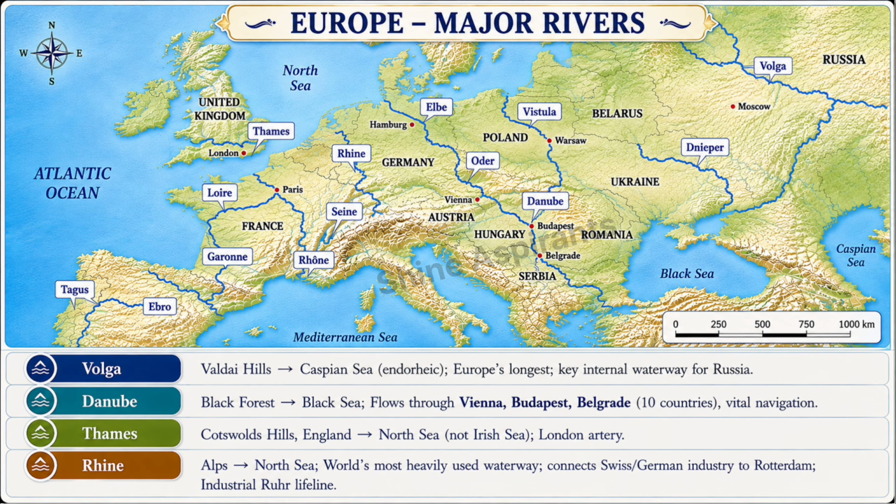Europe, rivers and lakes. Volga River. Origin, Volga Hills, Caspian Sea, endorheic, no outlet to ocean. Key facts. Europe's longest river. Key internal waterway for Russia.